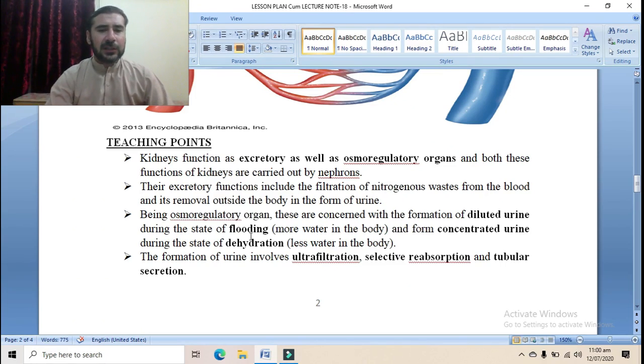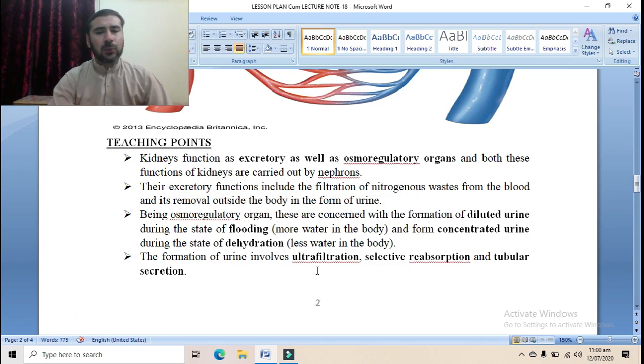Whenever there is dehydration, meaning the body has less water, in that case the kidney will form concentrated urine, less water will be released in the urine and more water will be retained within the body. So this is the osmoregulatory function of the kidney: during water excess the kidney retains less water and excretes more water, while during dehydration, whenever there is less supply of water, the kidney will retain more water and excrete less water in the urine.